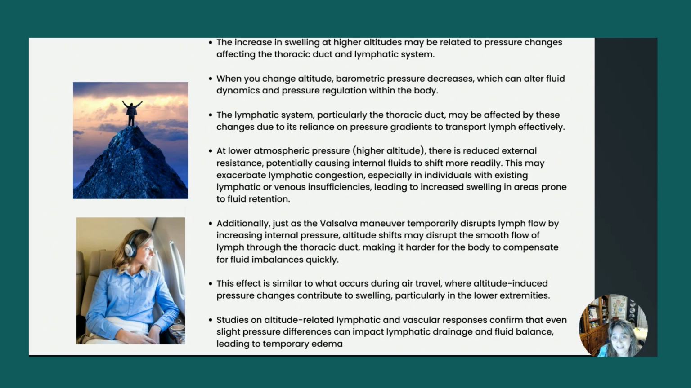So the lymphatic system, particularly the thoracic duct, may be affected by these changes due to its reliance on pressure gradients to transport lymph effectively. So once your body has its pattern, it's used to the rhythms of the body, it has a pattern that it moves, and then all of a sudden there's a change. And it does affect the body's ability to transport lymph effectively. Keeping in mind that pressure inside and outside the body affects lymphatic flow.